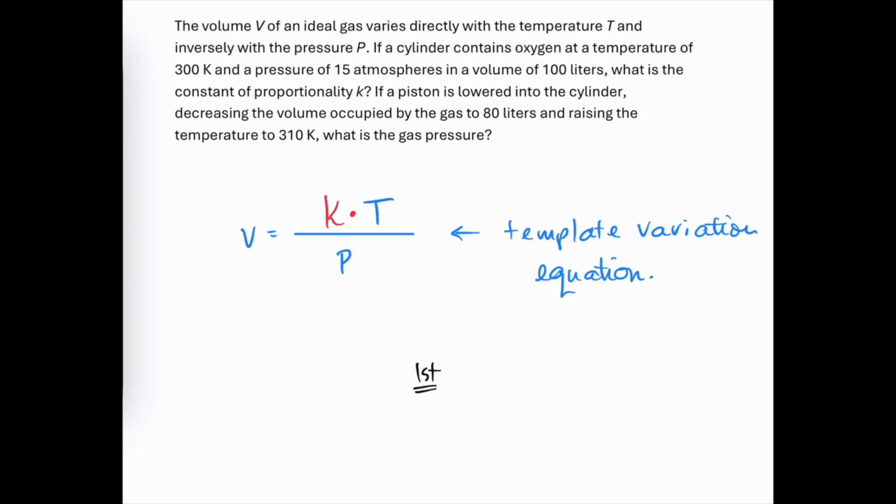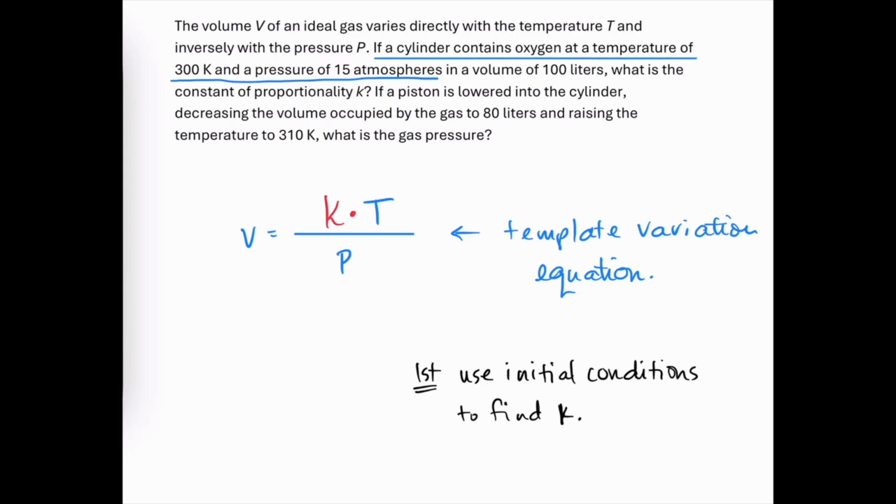But the first thing that we need to do is to use the initial conditions to find the value of K, which means that we need to go back up into the problem and find the initial conditions that can be used, which are here. It says that a cylinder contains oxygen and we're given the temperature of 300 Kelvin and the corresponding pressure and volume for that temperature. So we're going to plug 300 in for the temperature, 15 in for the pressure, and 100 in for the volume. And when we do that, we'll be able to then solve for K.